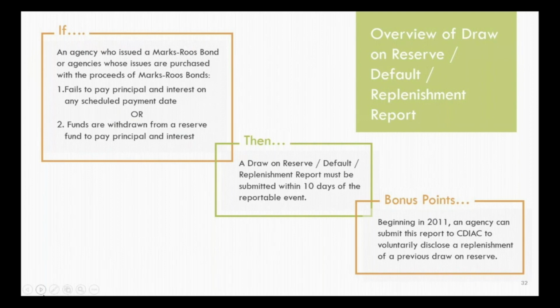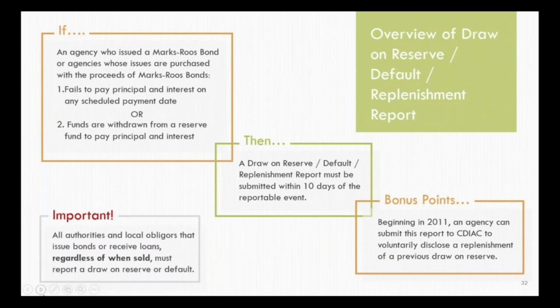Also, beginning in 2011, an agency can submit this report to CDIAC to voluntarily disclose a replenishment of a previously drawn reserve. However, it is imperative that all authorities and local obligors that issue bonds or receive loans, regardless of when sold, must report a draw on reserve or default.